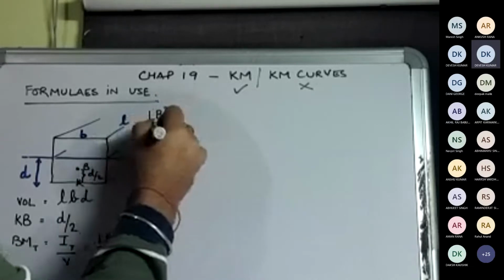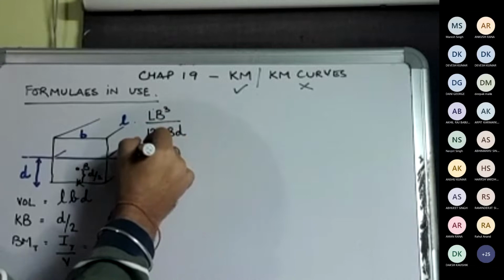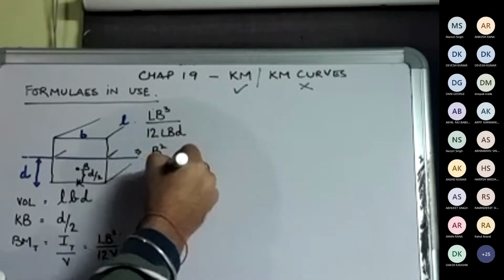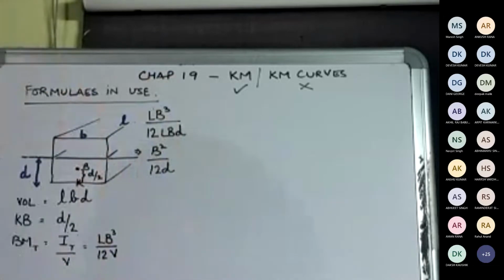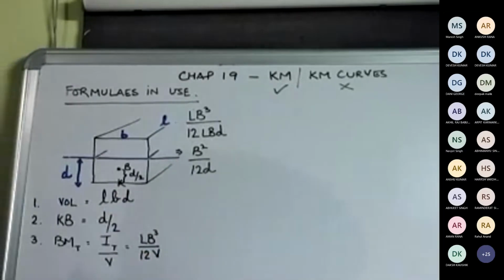LB cube by 12 LBD. And this is equal to B square by 12. ये नजर आ रहा है? Yes sir. Okay. So the third formula is not visible.